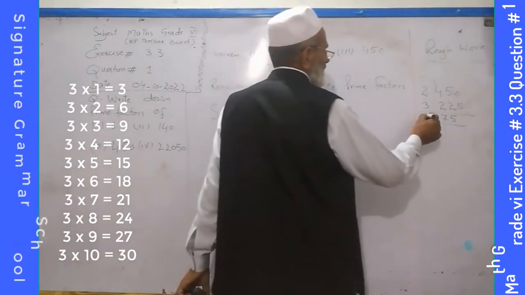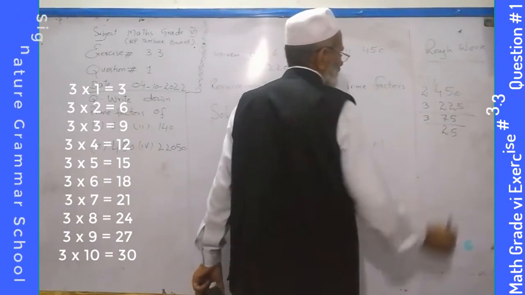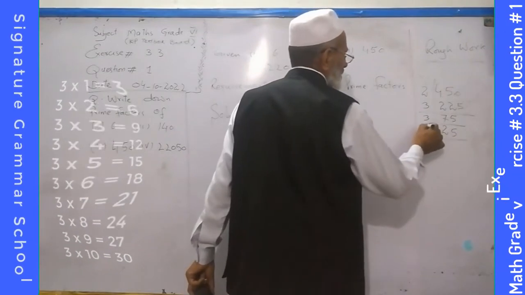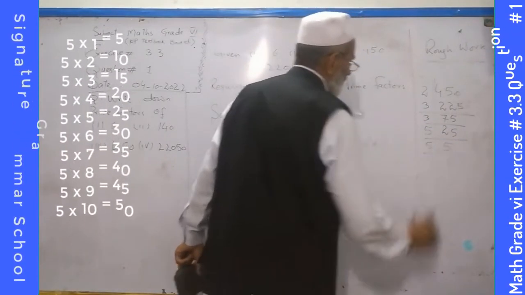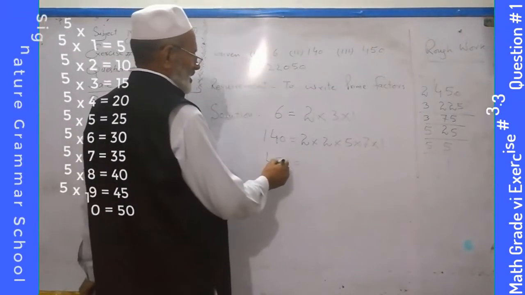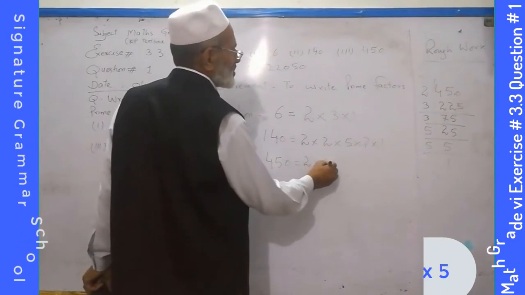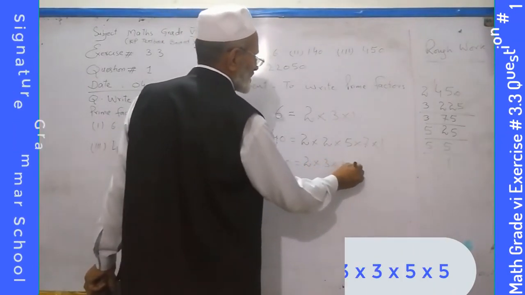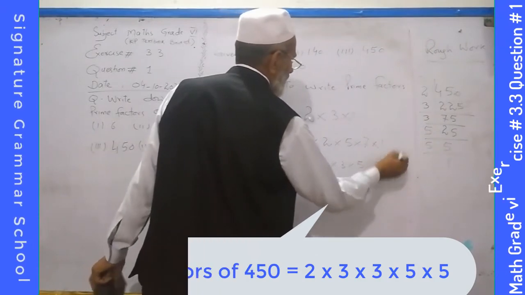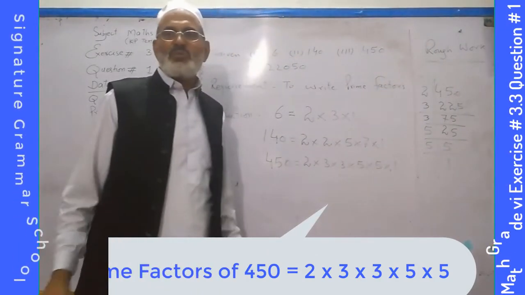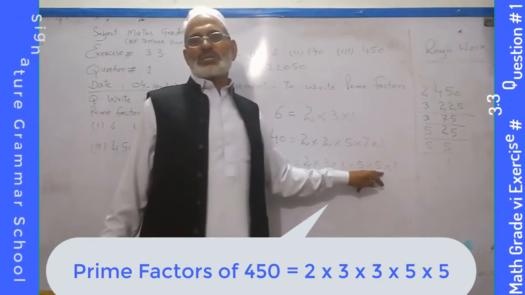So I divide it by 3. 3 2s are 6, 3 5s are 15. And now 5, 5 5s are 25 and 5 1s are 5. Hence, the prime factor of 450 will be 2 multiplied by 3 multiplied by 3 multiplied by 5 multiplied by 5, and you may write in the last multiplied by 1. So all of these numbers are prime numbers.